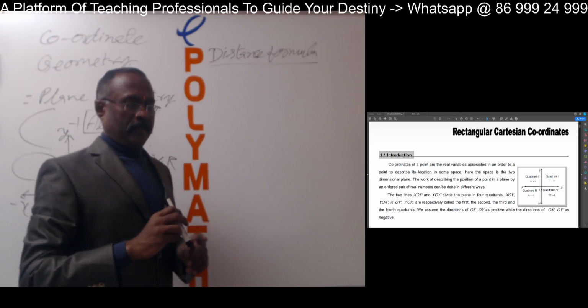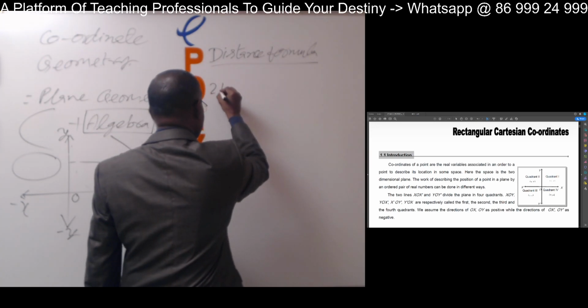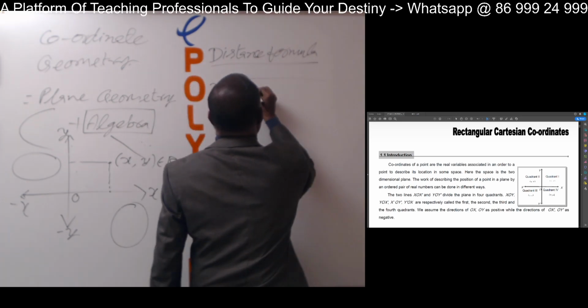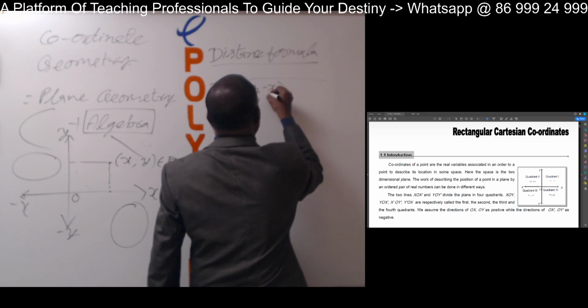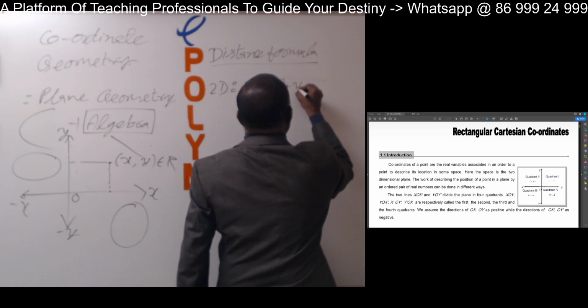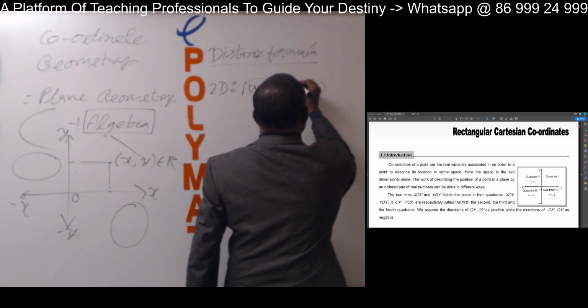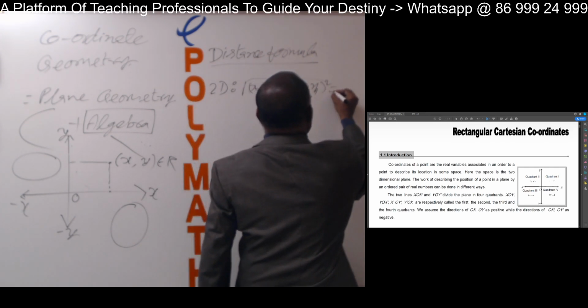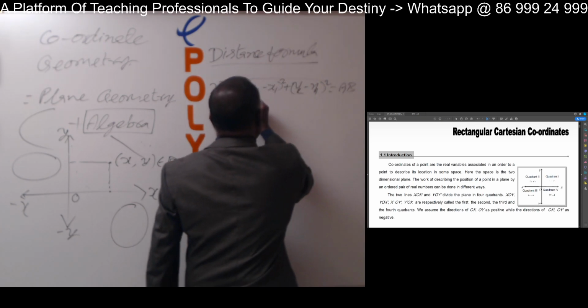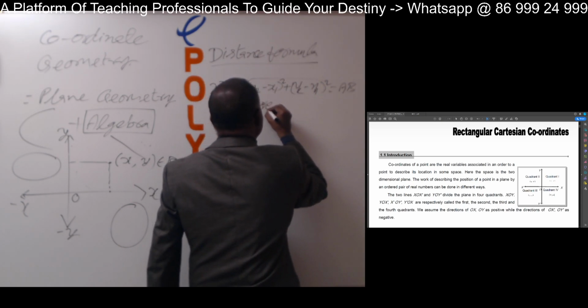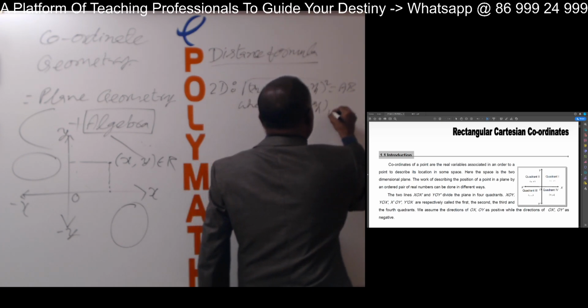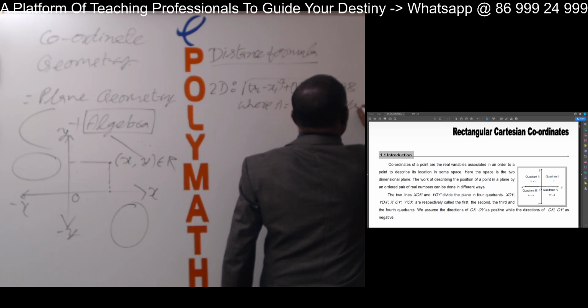You have to understand the distance formula in 2D is root over (x2 minus x1) whole square plus (y2 minus y1) whole square, which is equal to AB, let me say, where A is (x1, y1) and B is (x2, y2).